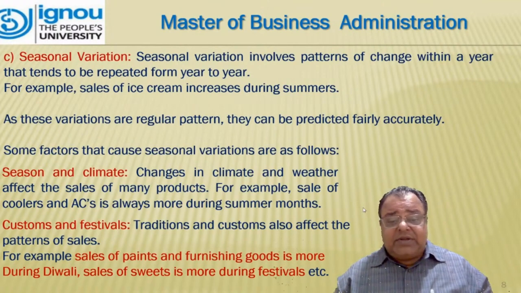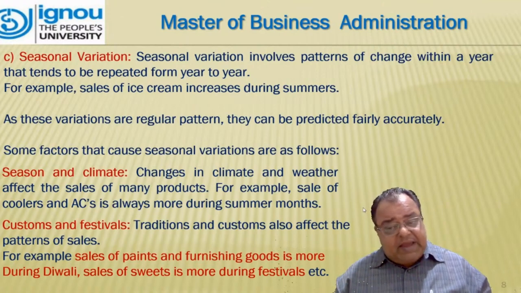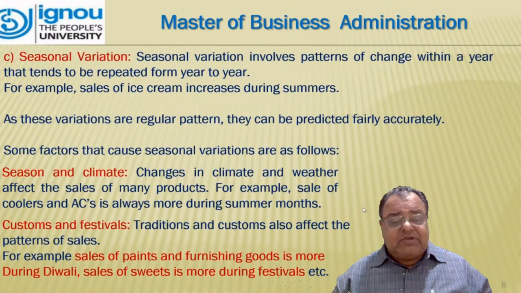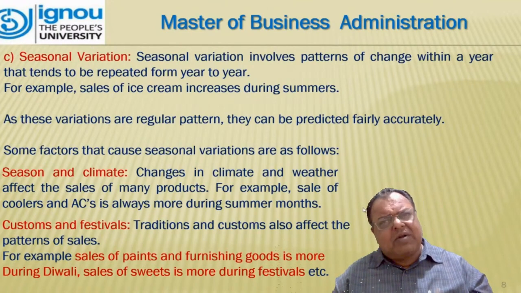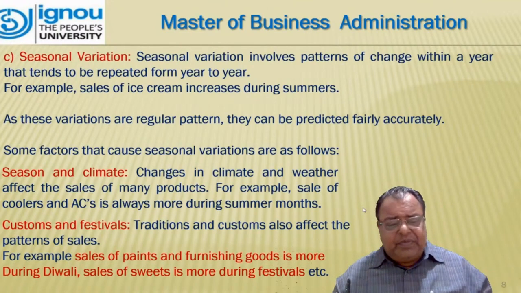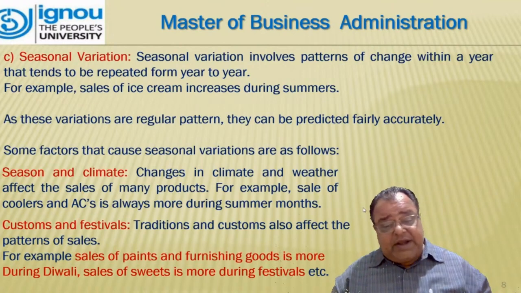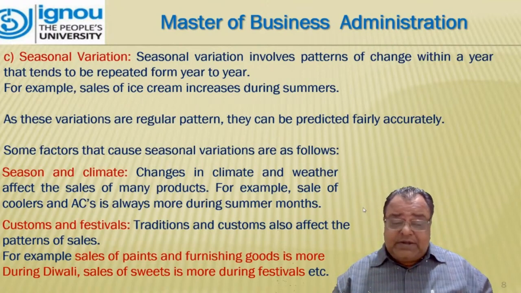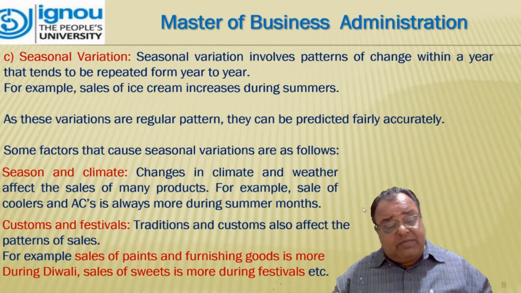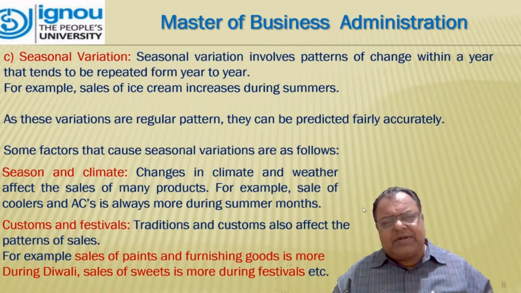Some factors that cause seasonal variations are season and climate. Change in climate and weather affect the sales of many products. For example, sales of coolers and ACs are always more during summer months, or rather we can say in humid weather. Customs and festivals: tradition and customs also affect the pattern of sales. For example, sales of paints and furnishing goods is more during Diwali, sales of sweets is more during festivals, and many more.